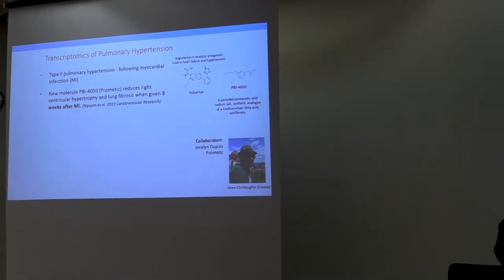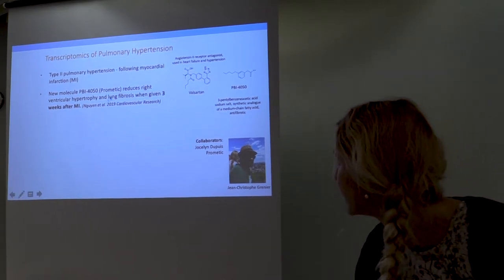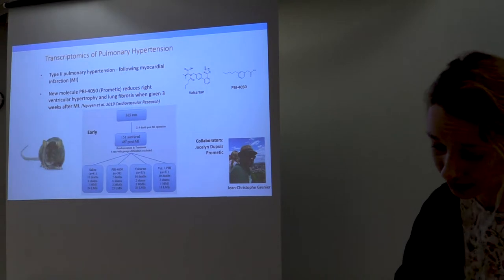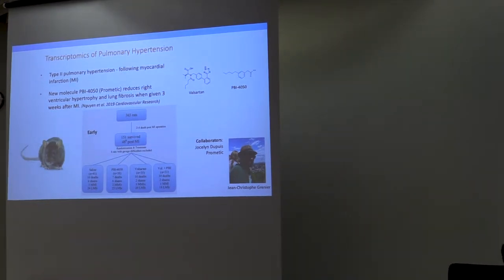But Prometic, a Montreal-based company, actually, has developed a molecule, a small compound that is called PBI-4050, and that has shown in different studies promising effects. Especially Dr. Dupuis' group has shown that this molecule reduces right ventricular hypertrophy and lung fibrosis, so it's beneficial in rats when it's given 3 weeks after the myocardial infarction. And so the next step of that study was to try to test whether giving that treatment earlier than 3 weeks was also going to be beneficial in patients, because waiting 3 weeks is not necessarily a good strategy. So here we're looking at rat studies, or a rat transcriptomic study.